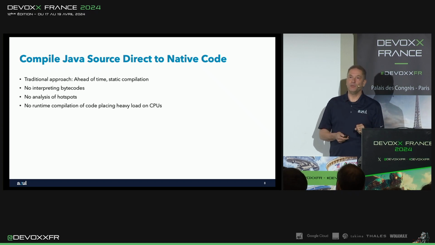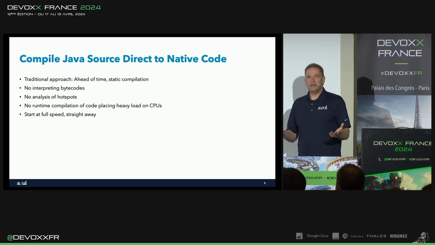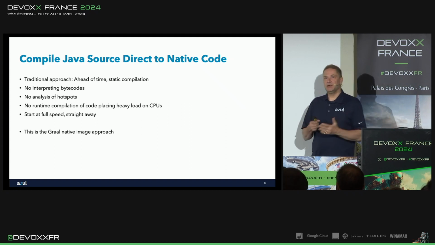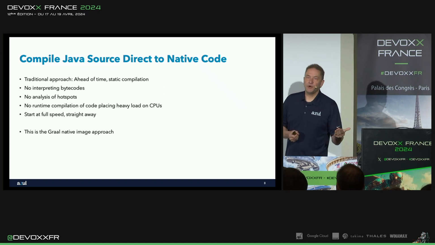With ahead of time compilation, we don't have that problem. We can start at full speed. There is no warm-up. It's simply execute the instructions as native instructions. Everything is good. Now this is the Graal native image approach.